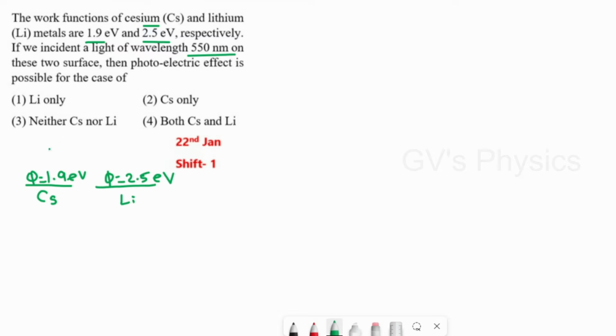So the question is, if they incident a light of wavelength 550 nanometer on the surface, in which metal is the photoelectric emission possible? To find that, we have to find the incident energy E. To find energy E, we can choose the formula E is equal to hc by lambda. We know h and c, Planck's constant and velocity of light, are constants. So we can substitute its value, or instead of h and c, we can substitute 12400 electron volt Angstrom, so it will be easy.